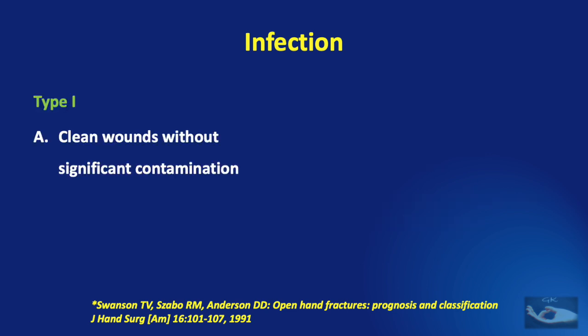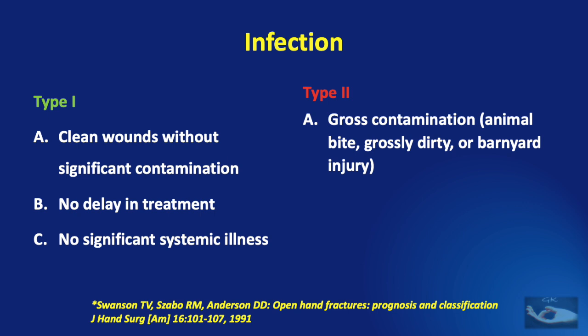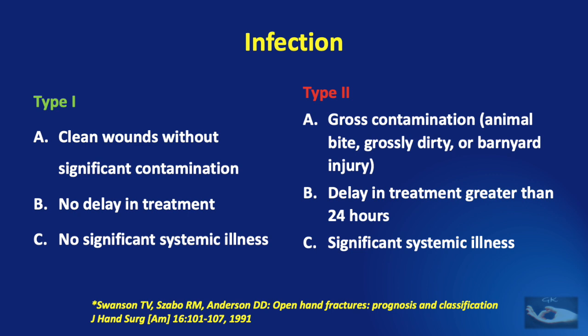Type 1 injuries consisted of clean wounds without significant contamination, no delay in treatment and no significant systemic illness, whereas type 2 consisted of wounds with gross contamination like animal bite, grossly dirty or farm injury, delay in treatment greater than 24 hours with significant systemic illness.